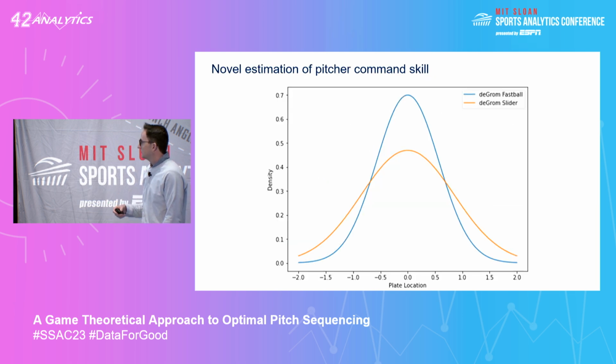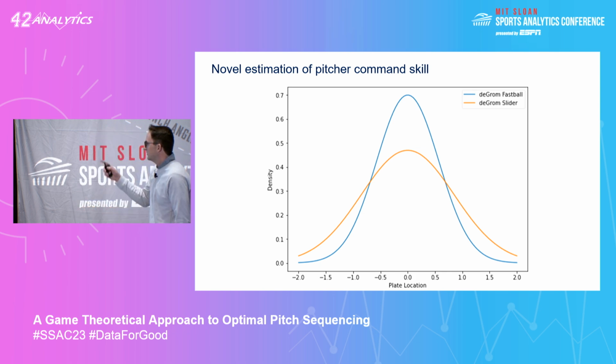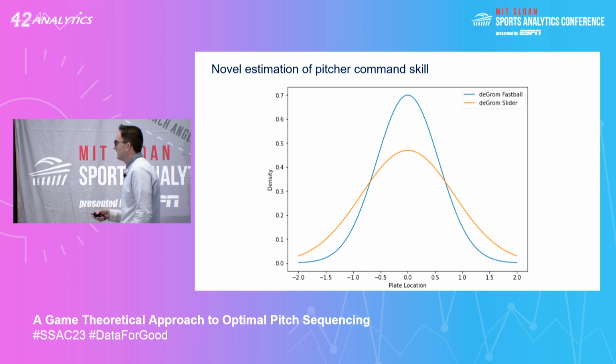And then we also wanted to incorporate pitcher command into our utility function. So we had a novel pitcher command skill estimation method. Essentially, we're estimating a normal distribution of their execution error. So the center of those normal distributions is their intended target, and then the better command they have, the less variance those normal distributions have. So this is an example with Jacob deGrom. His fastball is the blue curve, his slider is the orange curve. And so our methods estimated that he has better command on his fastball than the slider.